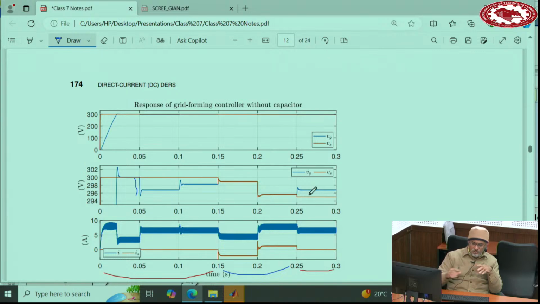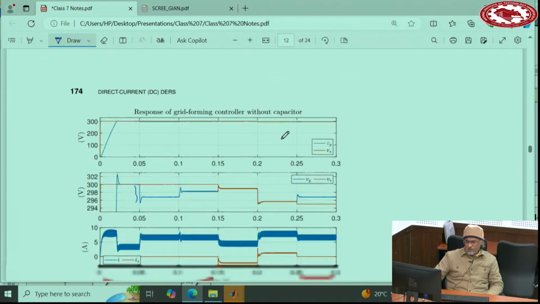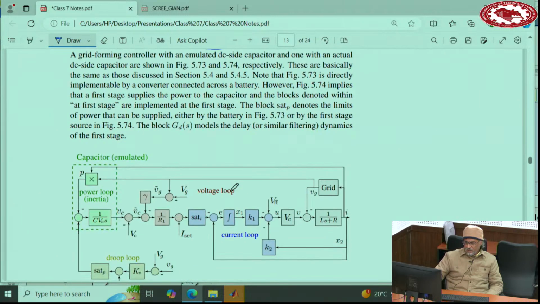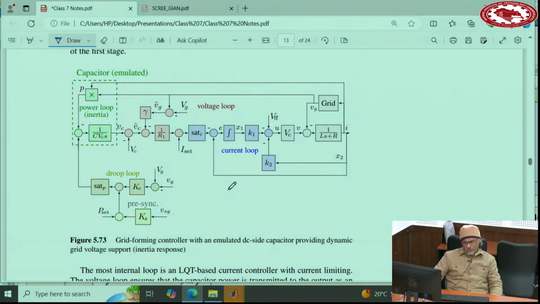However, this is not the only implementation. The other implementation is this one: either an actual capacitor or an emulated capacitor. Let's say you want to emulate a capacitor, because a capacitor provides inertia, right? In the just previous example, what we did was differentiate the grid voltage. Some people do this, but I personally don't like that approach. This approach of using a capacitor or emulated capacitor is more robust and more reasonable. Differentiation is always difficult to manage.